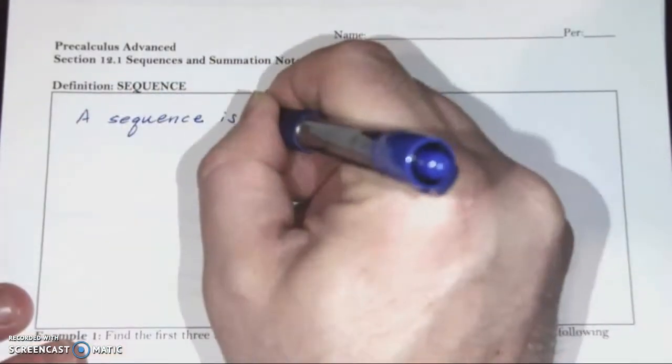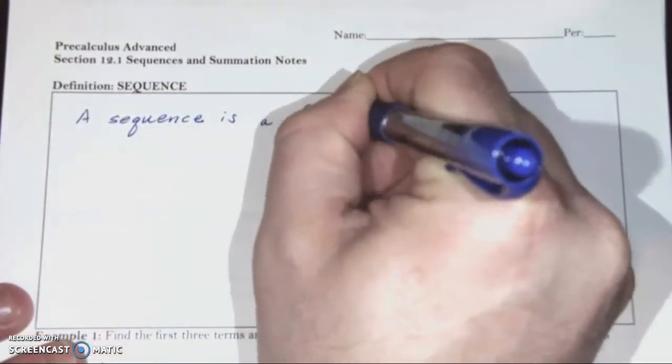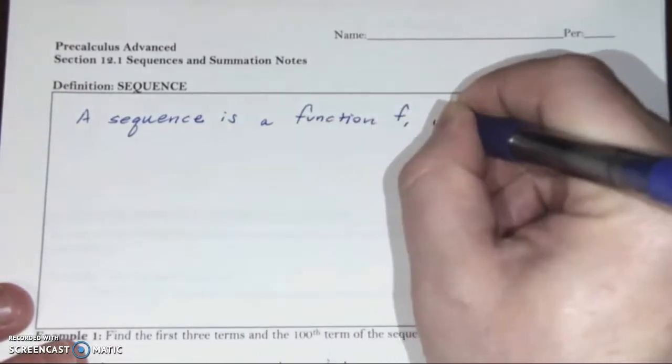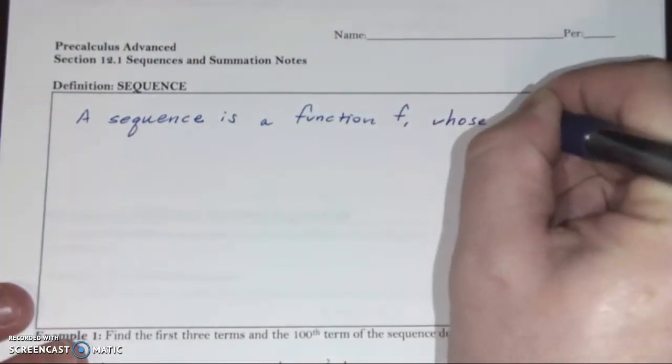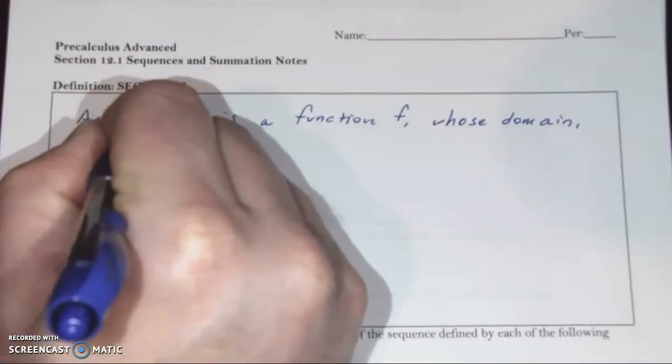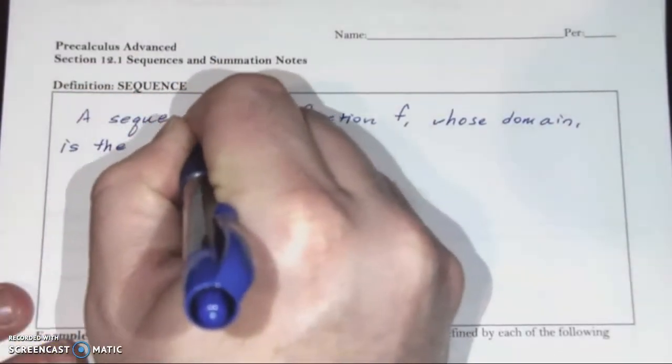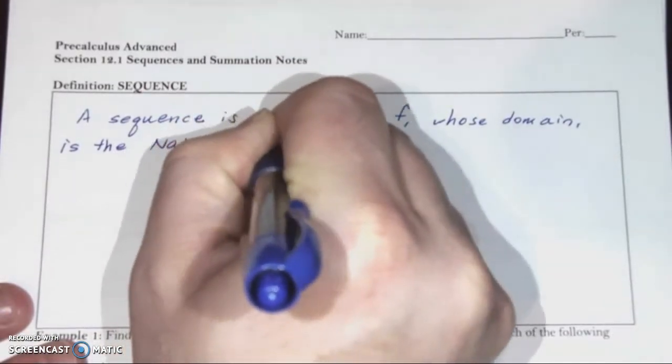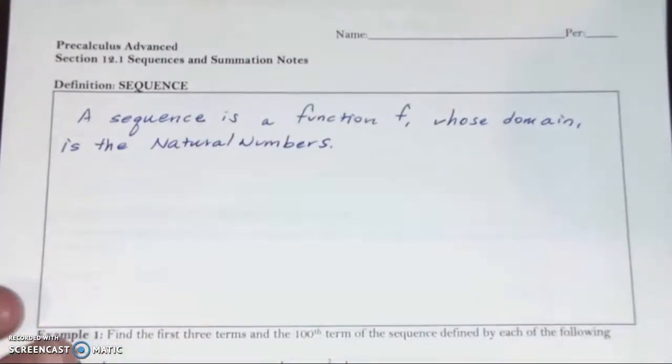is a function f whose domain is the natural numbers. Those are the counting numbers, 1, 2, 3, starting with 1, going in positive integers. That's what a natural number is.